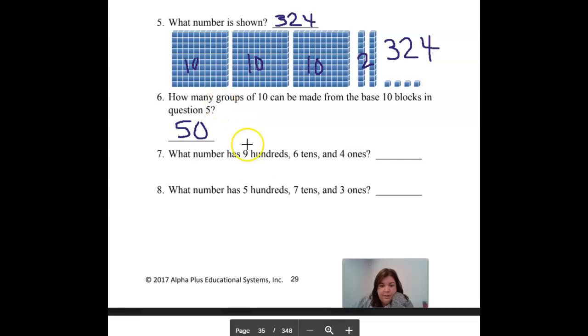Yeah. Okay, well look at this one. This is a little bit easier. What number has 9 hundreds, 6 tens, and 4 ones?